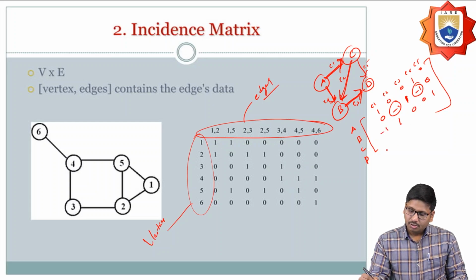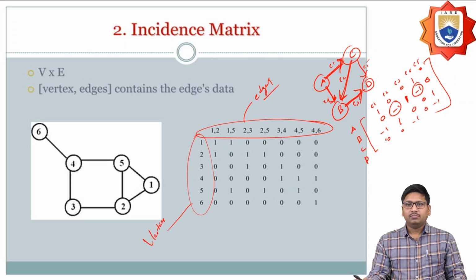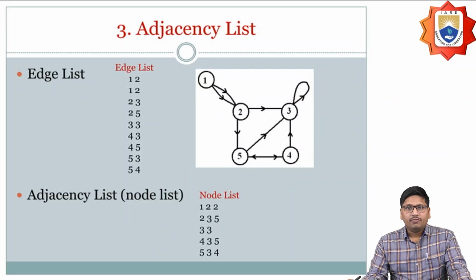And for D, the two edges are incident on this, so E3 and E5, so it should be -1, and remaining all should be 0. And next, another kind of representation is the adjacency list.